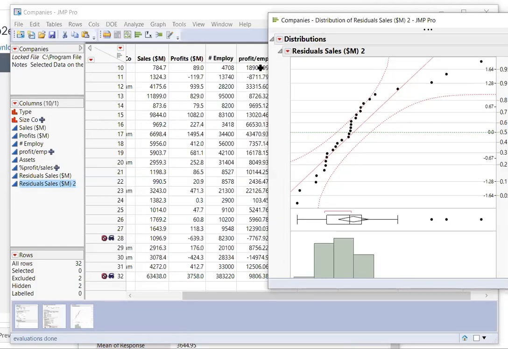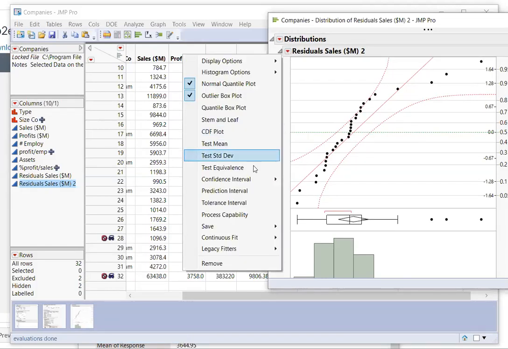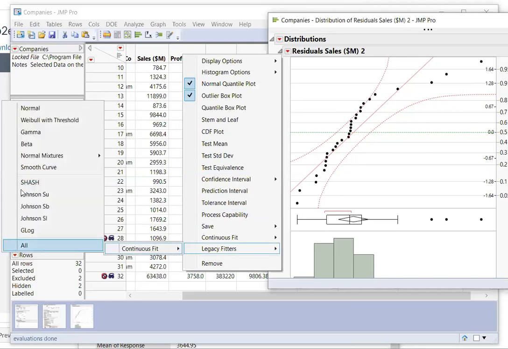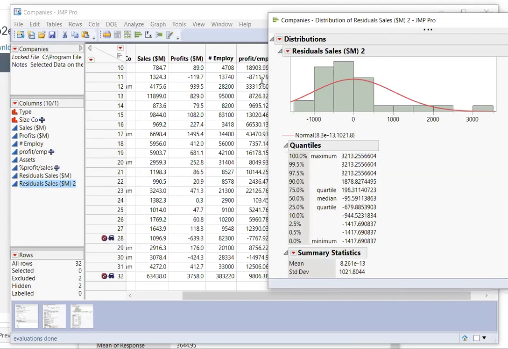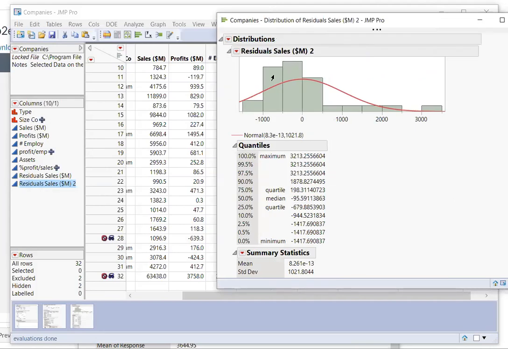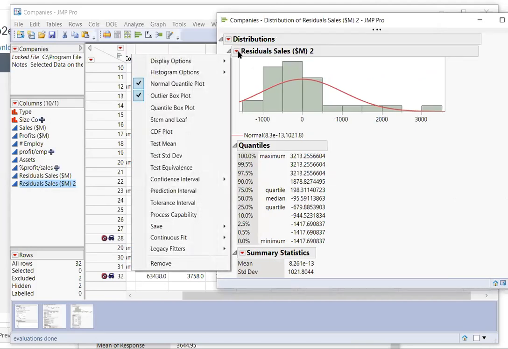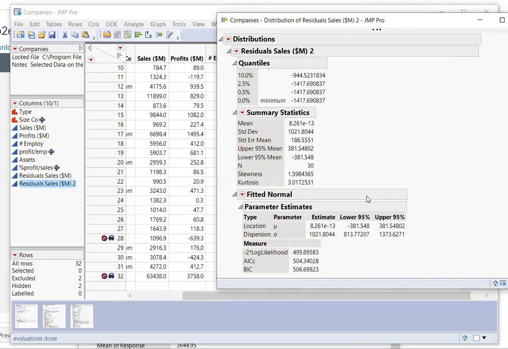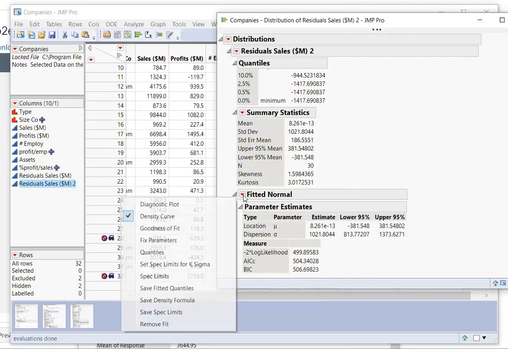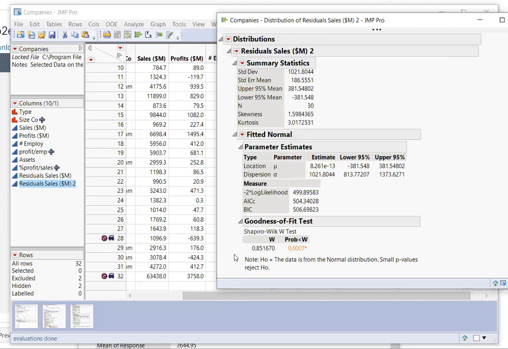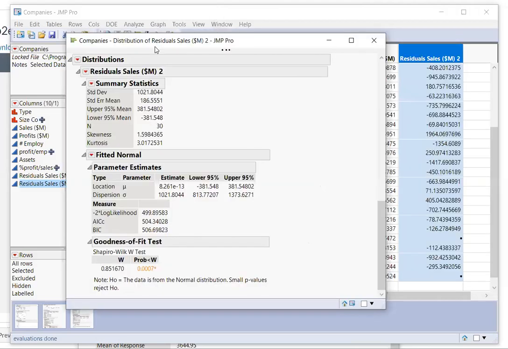Enable legacy, and legacy fitter, continuous fit, normal. They have actually changed the way you can find Shapiro-Wilk. So down here we should have fitted normal, the triangle, goodness of fit. The p-value is still below 0.05. So this confirms 100% that we don't have normality of residuals here, okay?